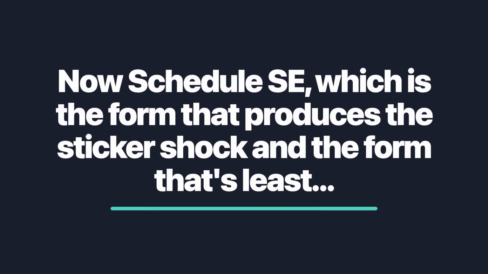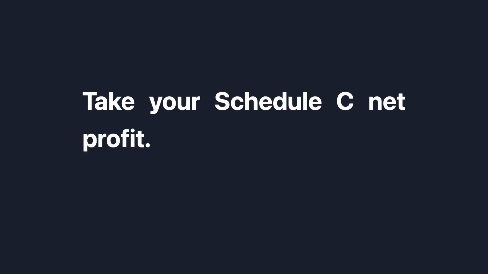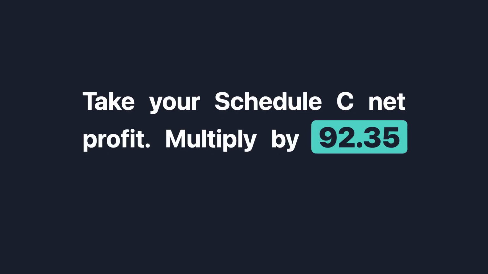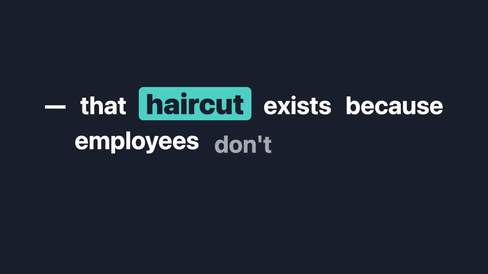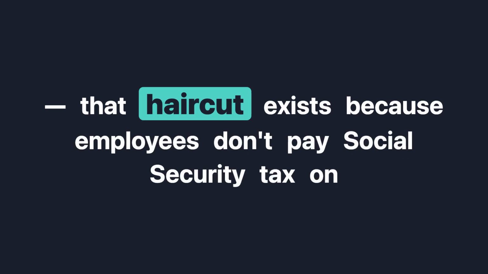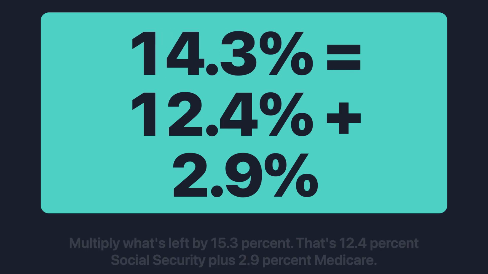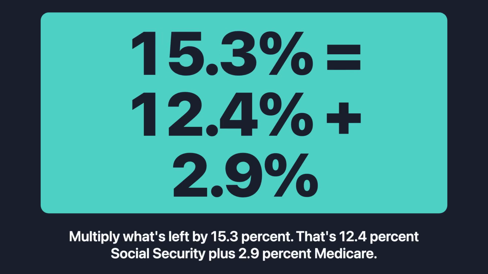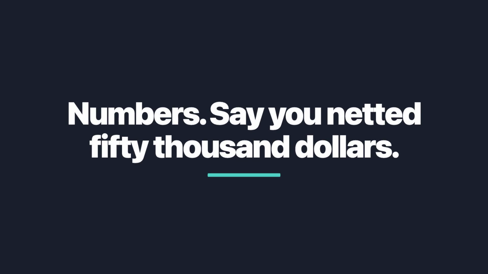Now Schedule SE, which is the form that produces the sticker shock, and the form that's least complicated once you see the sequence. Take your Schedule C net profit, multiply by 92.35%. That haircut exists because employees don't pay Social Security tax on their employer's half, so the code approximates the same treatment for you. Multiply what's left by 15.3%. That's 12.4% Social Security plus 2.9% Medicare.